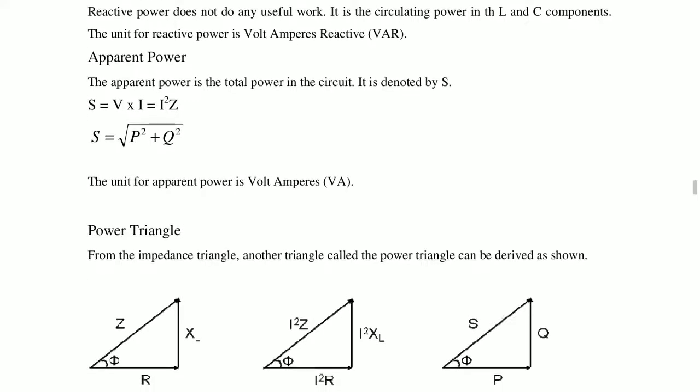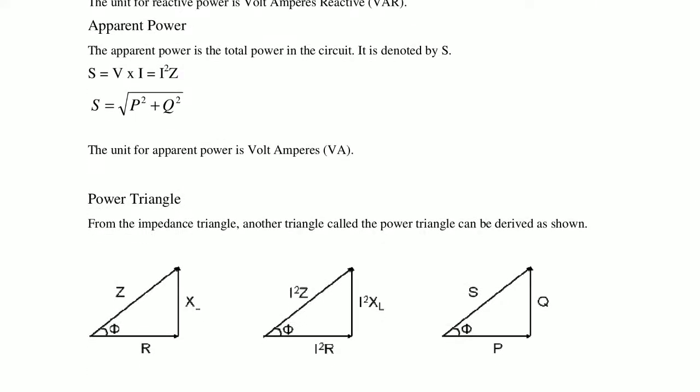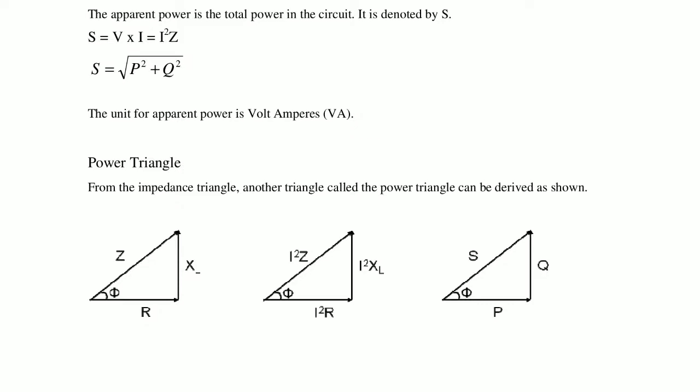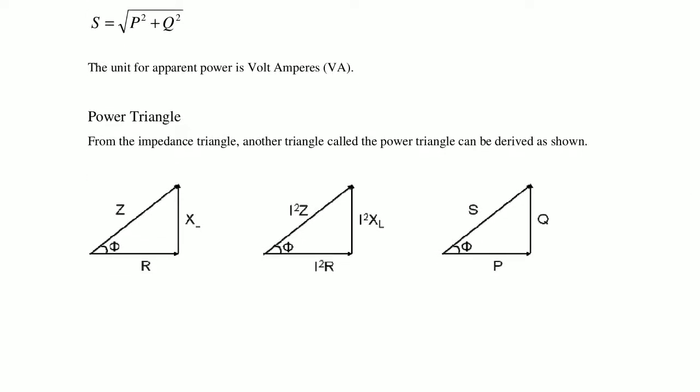Power triangle. From the impedance triangle, another triangle called the power triangle can be derived, as shown in the figure. We have already seen this one. Here R is the x-axis, X is the y-axis, and the vector combination of R and X gives Z.